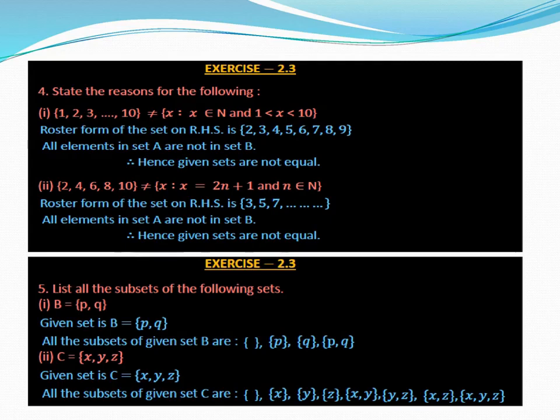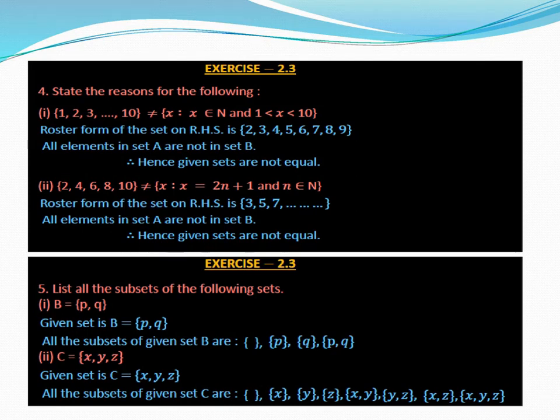Now we can solve the second problem from section 4. {2, 4, 6, 8, 10} is not equal to {x : x equals 2n plus 1 and n belongs to N}. Now we will write the roster form of the set builder form on the RHS. The roster form of the set on the RHS is {3, 5, 7, and so on}. Take n belongs to N.